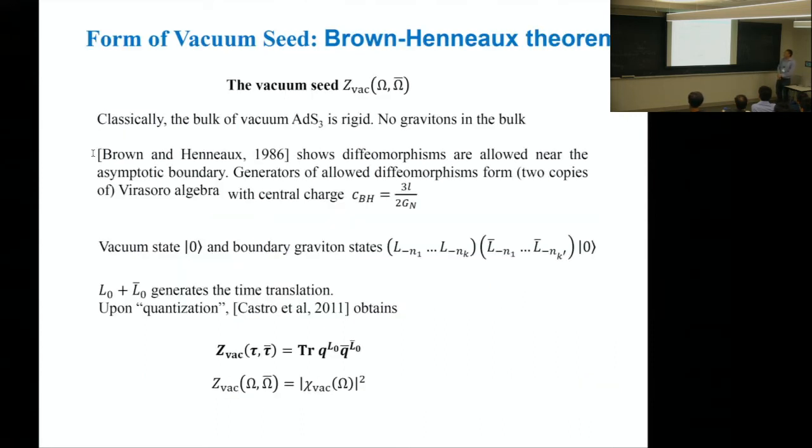And then the new theorem basically gives us the starting point, which tells us that if you want to compute the gravitational partition function, you start with the vacuum state, and then you study the boundary graviton, which corresponds to a descendant field in the conformal field theory. And then if you go through the argument of Brown and Henneaux, you realize that this vacuum seed would match up with the conformal field theory. So basically, the Brown and Henneaux theorem, I claim, tells you that the vacuum seed matches with the conformal field theory. And that's also exactly how they argue too.